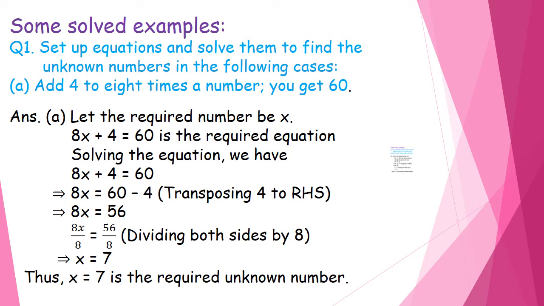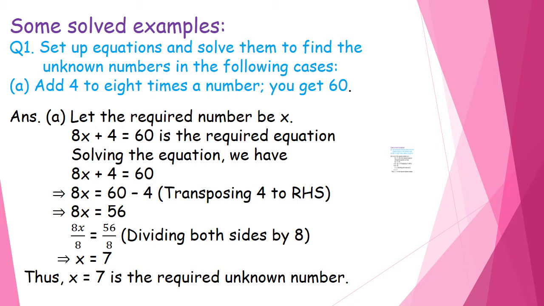Question number 1. We have to set up an equation and solve the equation to find the unknown number in the following cases. Part A is: add 4 to 8 times a number, you get 60. Let the unknown number be x. Now 8 times the number is 8 into x. And we have to add 4 to it. So we are getting 8x plus 4, and according to the problem 8x plus 4 is equal to 60. This is the equation and we have to solve it now.